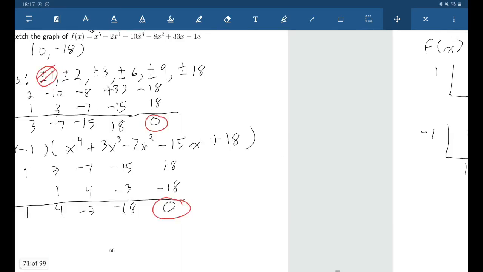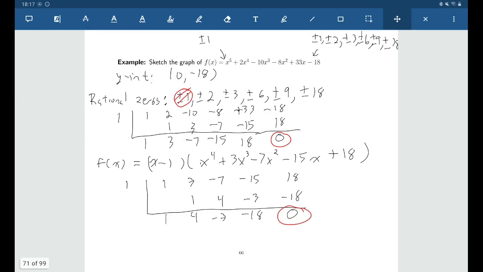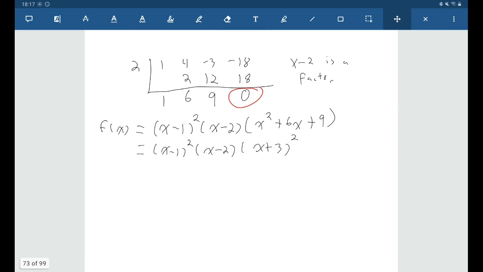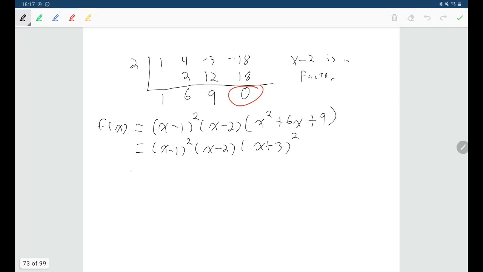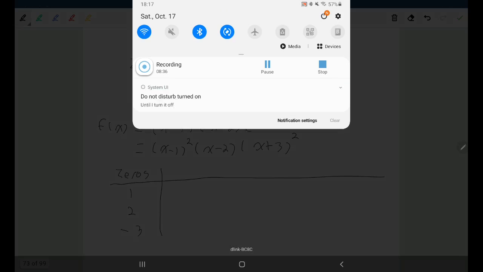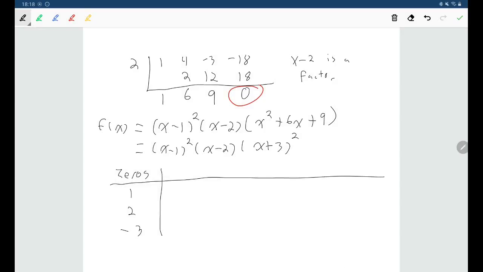If we're zooming back to the beginning, we have our y-intercept, 0, negative 18. And now we've factored things as much as possible, and so from that we can now find our x-intercepts. We know what our zeros are. We have zeros of 1 and of 2 and of negative 3. And we've got our multiplicities here as well.